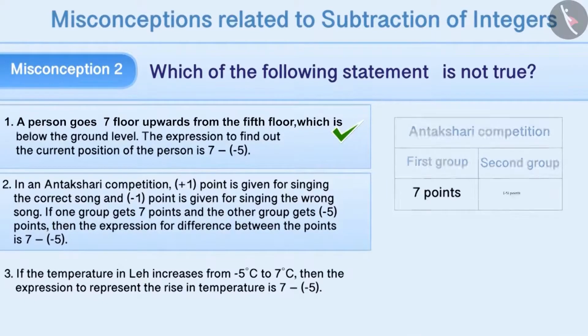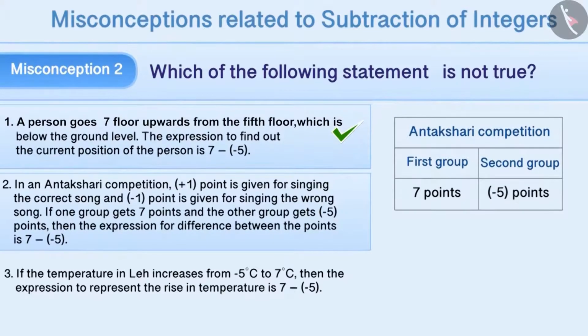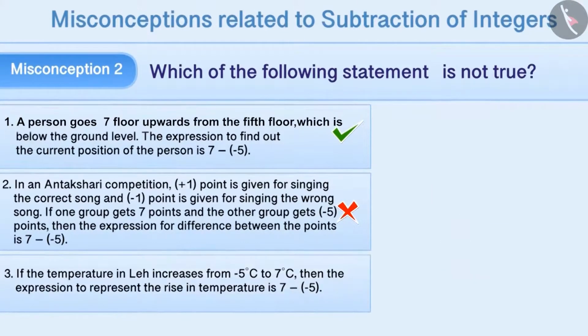The second statement says that one group gets 7 and the other group gets -5 points. Sometimes, in order to find the difference between the points, the operation of addition is performed and the expression is written as 7 plus -5. Therefore, the second statement is considered as false and option 2 is chosen as the answer for the given question. But this is a misunderstanding. To find out the difference between the points, lesser points are subtracted from more points. Therefore, the expression will be 7 minus -5. That means the second statement is true. This cannot be the answer to the given question.